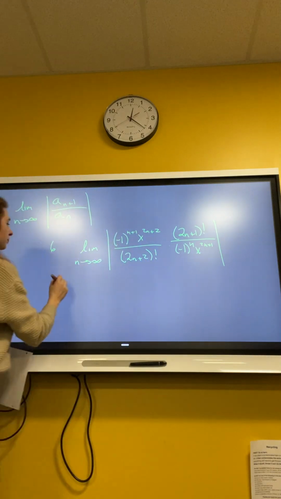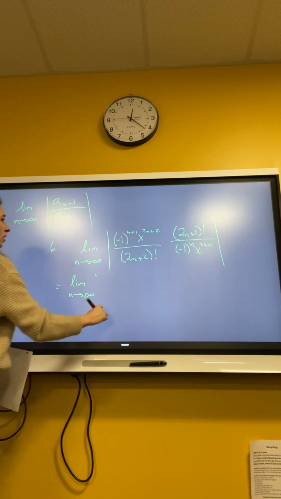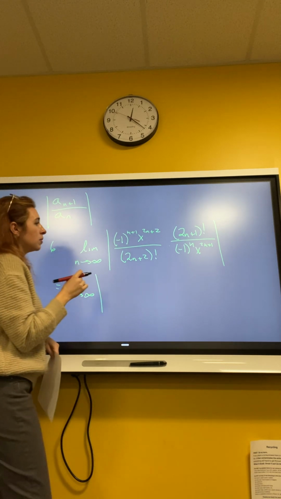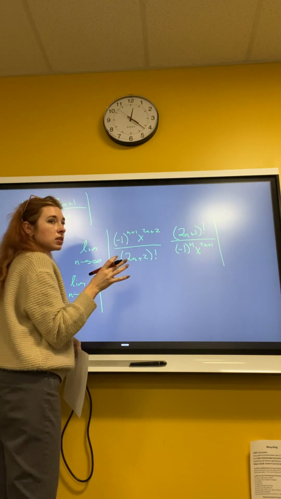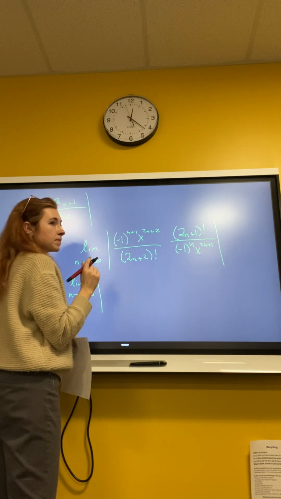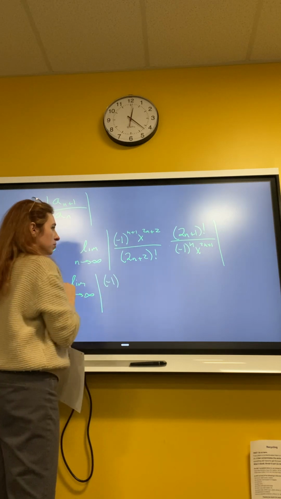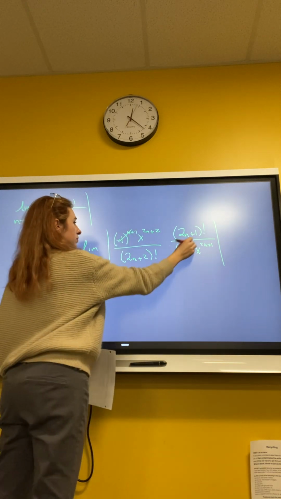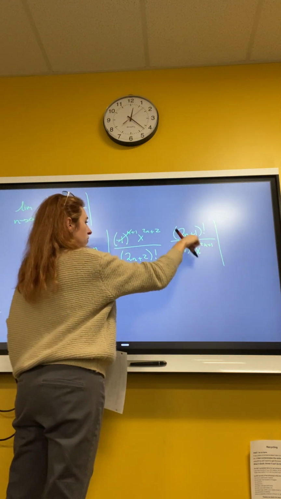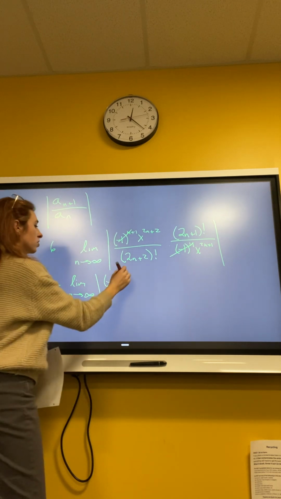Okay, so go for it: the limit as n approaches infinity. Okay, guys, let's work on simplifying this. So -1 to the n plus 1 divided by -1 to the n reduces to what? Just -1 to the first power on top, so I'm just left with the -1. Right. What does x to the 2n plus 2 divided by x to the 2n plus 1 become? X to the first on top, that's right.